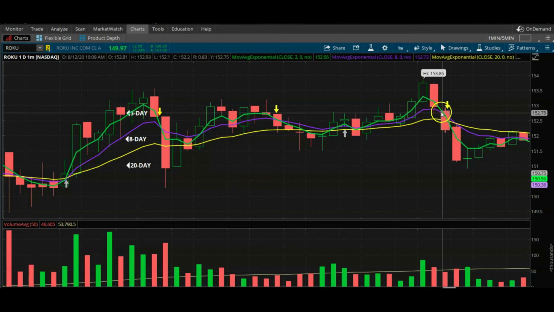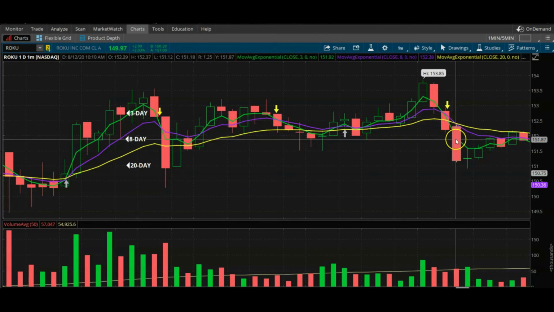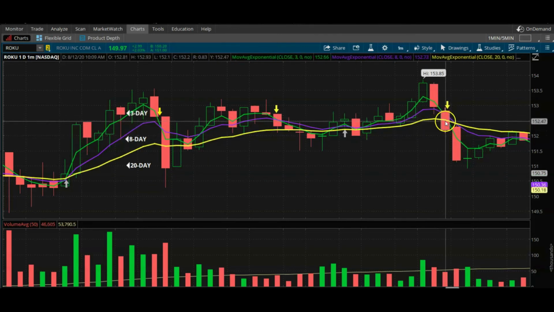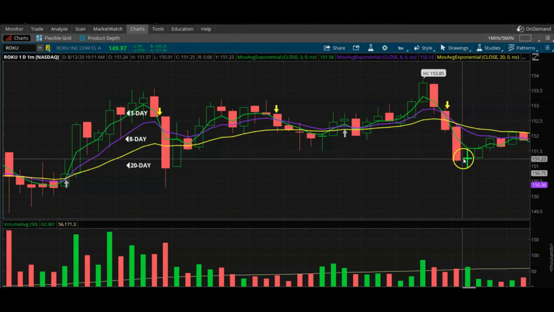But what happens here, the first two crossover and then everything collapses below the 20-day. Again, this would be a point to exit, or if you're a more optimistic trader, as I can be sometimes, then you don't want to exit the trade after just one candle breaking down. You want to wait until the second candle to exit the trade.